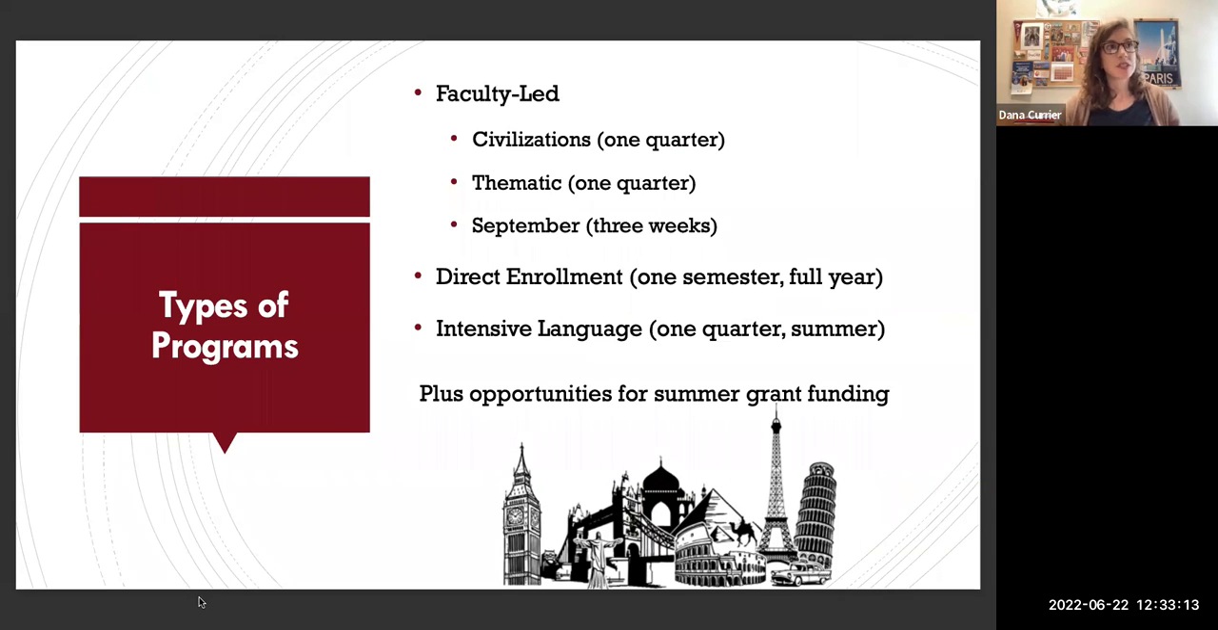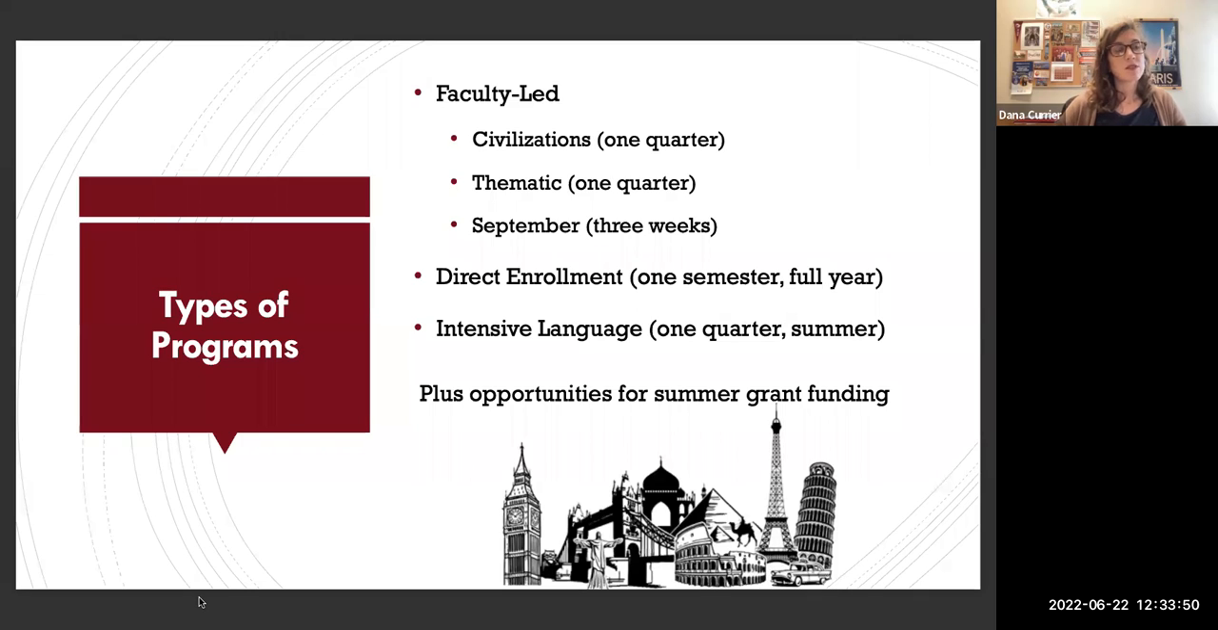We have civilizations programs, where the curriculum is focused on the core civilizations requirement that all students have to satisfy as one of their general education requirements here in the college. We have a group of programs that we call thematic programs, and those focus on different subject areas. I'll share some examples of what that looks like. Both of those types of programs are quarter-long programs, so a full quarter spent abroad.